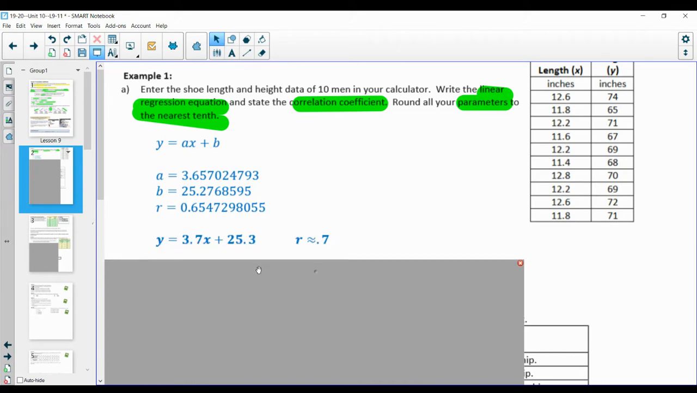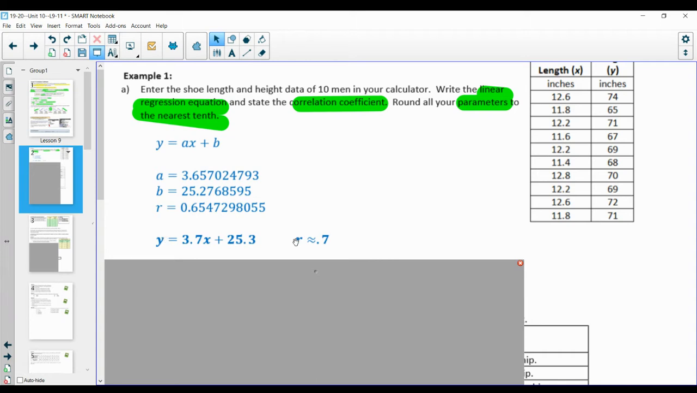So hopefully you get your equation correctly rounded in standard form is y equals 3.7x plus 25.3. So remember what this means. This is your linear regression equation, or your line of best fit. And this allows us to make predictions, okay?